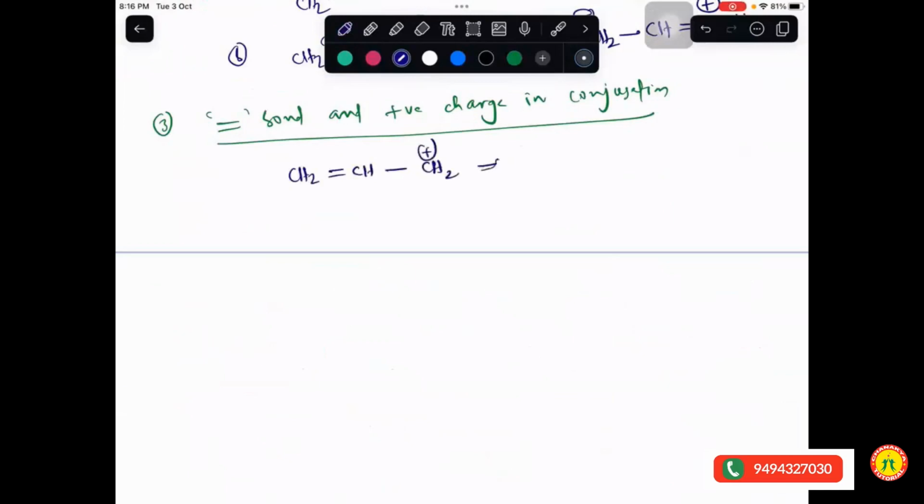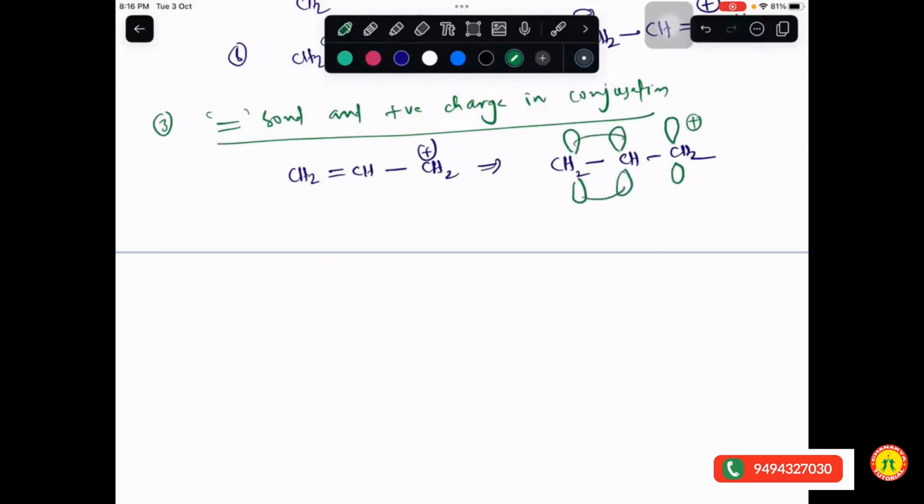See how I am writing the resonance structure. Here CH, here CH2, right? Here CH, here CH2. See here, plus is there, right? This plus I am taking as the one vacant orbital. Plus is there. Here double bond, like this.